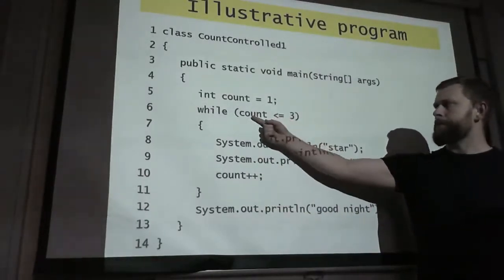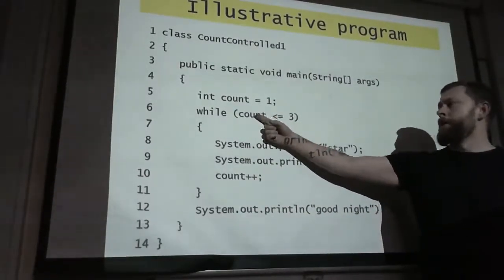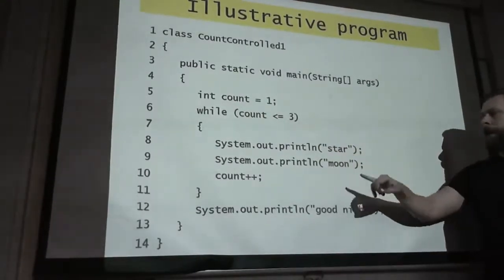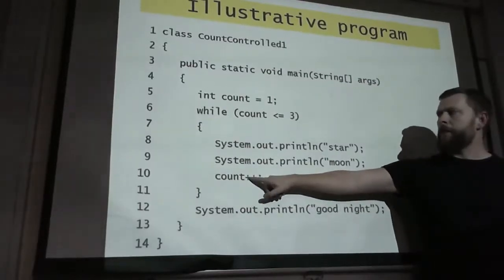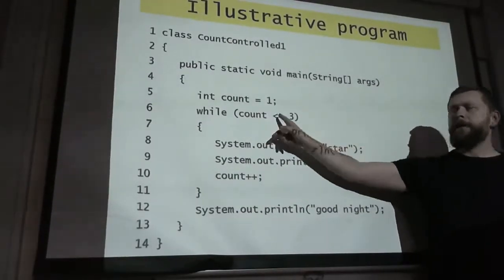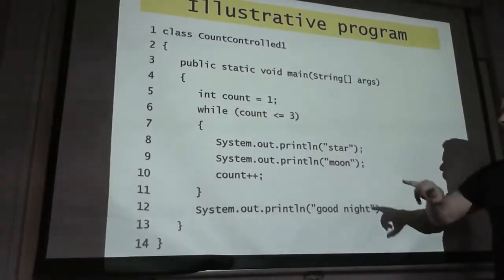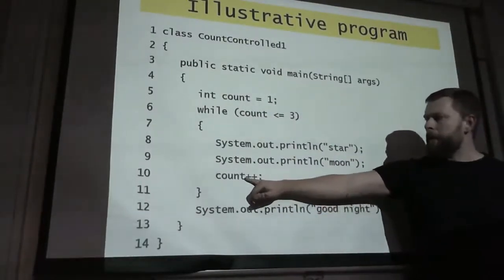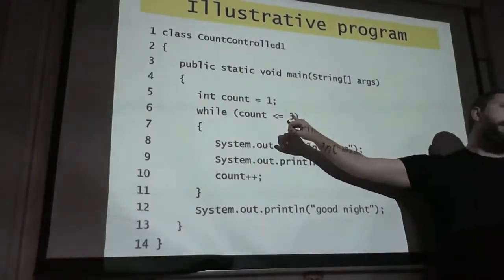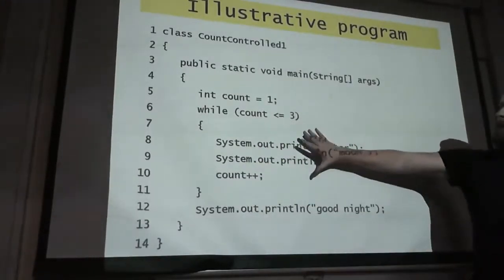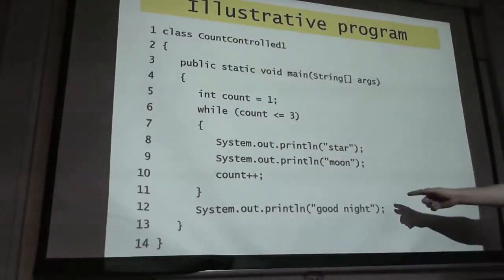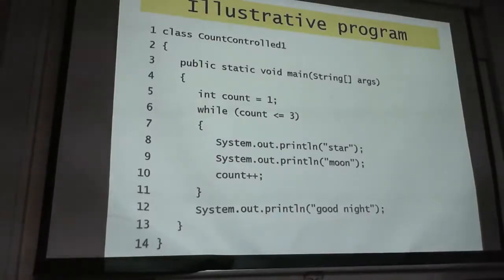Come back up. Count now is a value of 2. 2 is still less than or equal to 3, so we're allowed in again. Prints star, prints moon. It increments the value of count by 1. Back up here, 3 is less than or equal to 3. It'll print star, it'll print moon, it'll increment the value here up to 4. 4 is not less than or equal to 3. So it does not let you in here, and it spits you out at line number 12. So it'll print out good night, and then the program finishes.